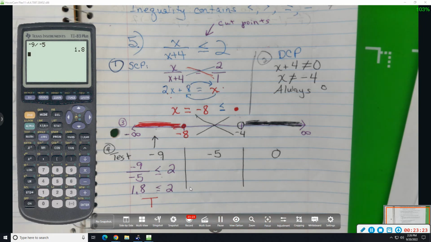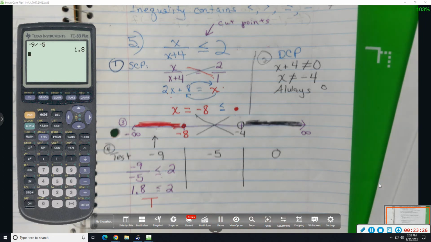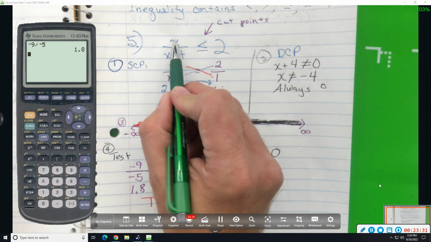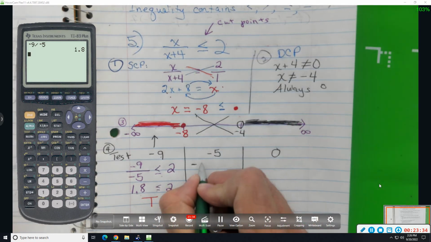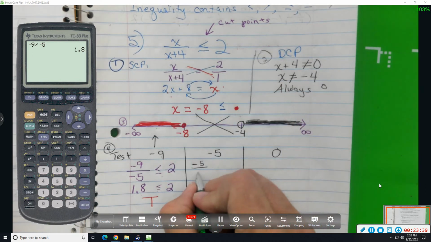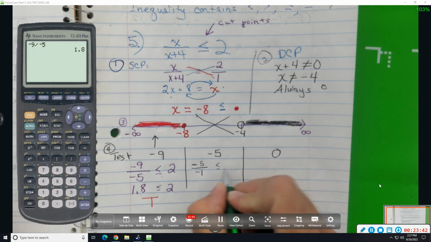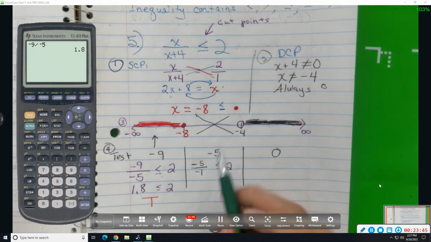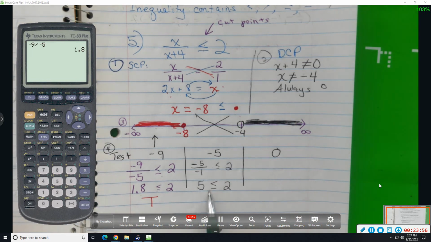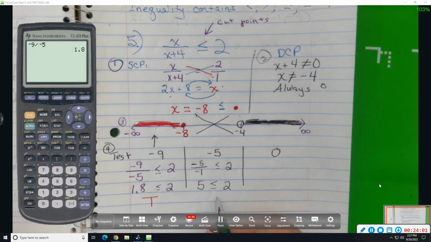Okay, so go ahead and verify. Let's plug in negative 5. I'm putting a negative 5 up on top, so we have negative 5 over negative 5 plus 4. Is that a negative 1? I guessed it was false. Did I guess right? Negative 5 divided by negative 1 is 5. Is that a true statement or a false statement? 5 is less than or equal to 2. Yeah, false. It's sure not equal to and it's not less than.